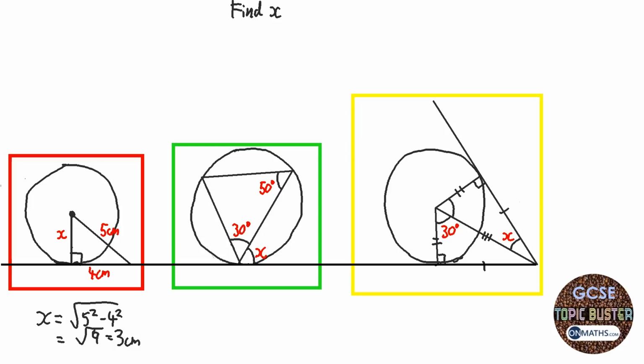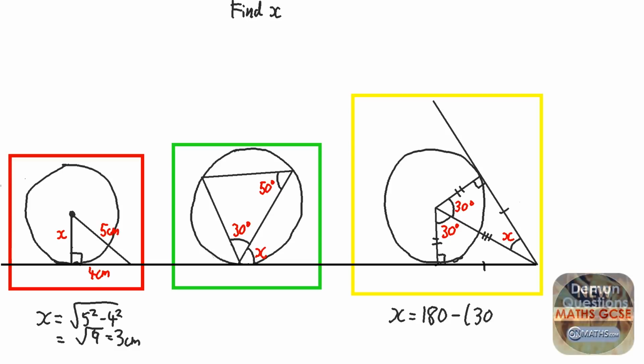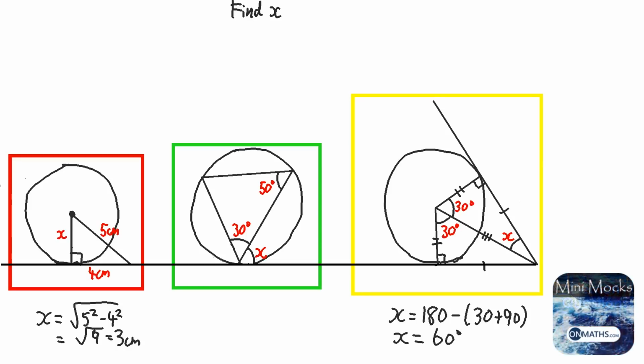Therefore, we know that this angle here is also going to be 30 degrees. So to work out x, we do 180, angle in triangle, take away 30 plus 90. Those are the two that we know. Then when we do that, we hopefully get the answer of 60. So x equals 60 degrees. Now make sure you write down all the reasons for that.